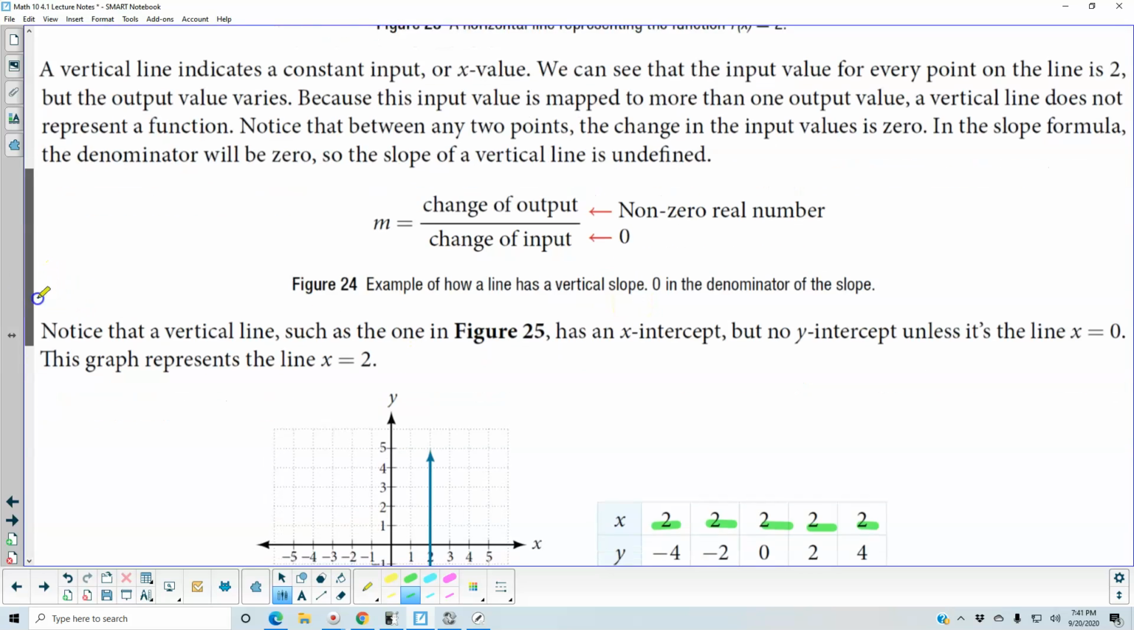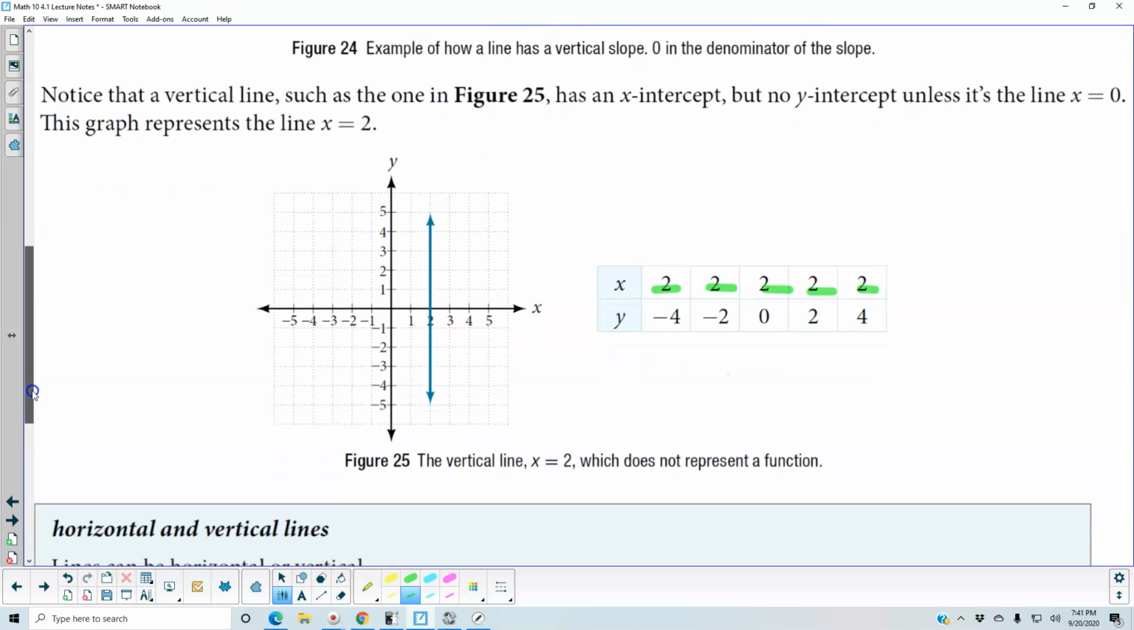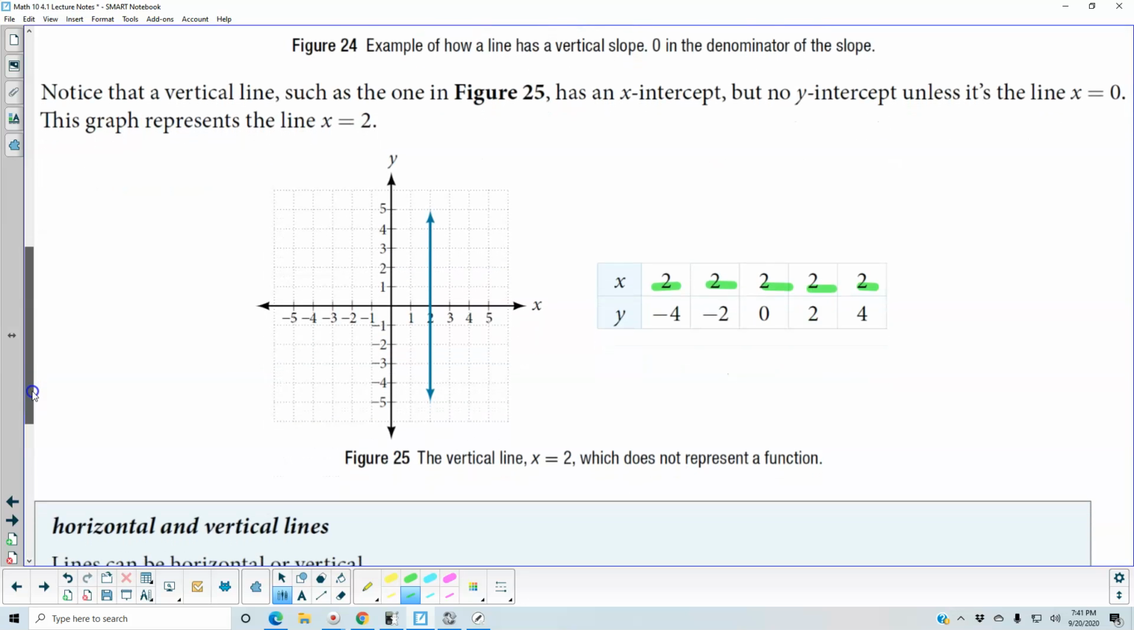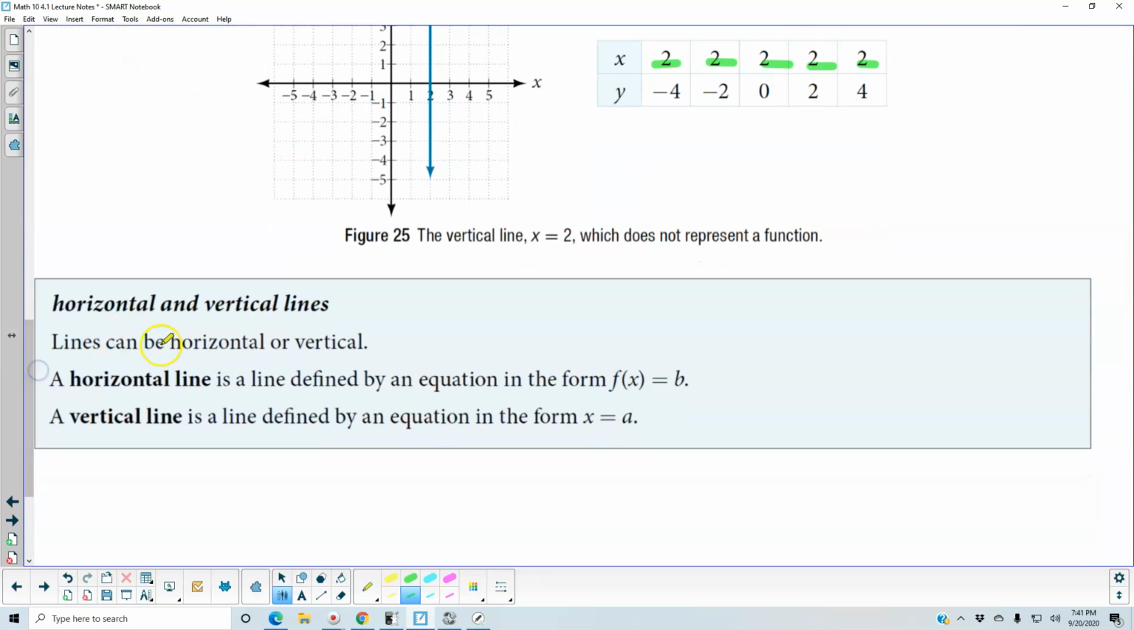Now, if we notice that a vertical line, such as the one in figure 25, has an x-intercept but no y-intercept unless it's the line x equals 0. This graph here represents the line x is equal to 2, so that means it's passing through the x-axis at 2. So the vertical line x equals 2, again, does not represent a function because it would not pass the vertical line test.